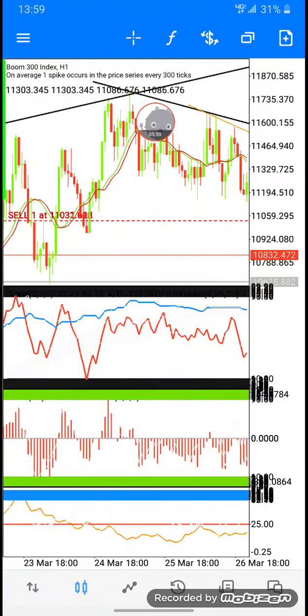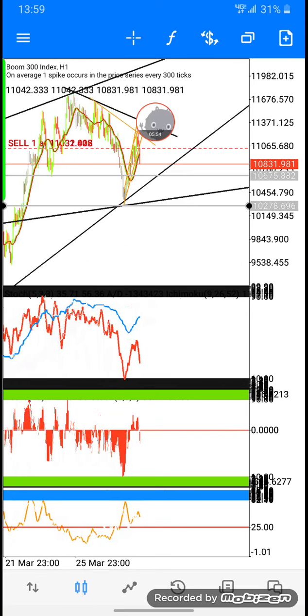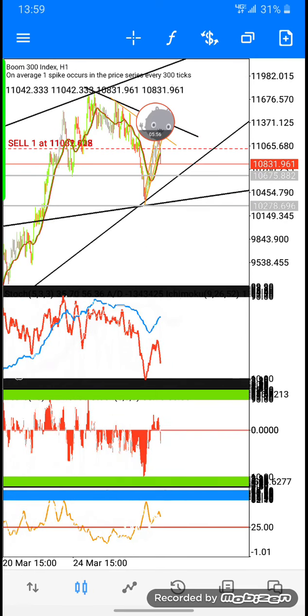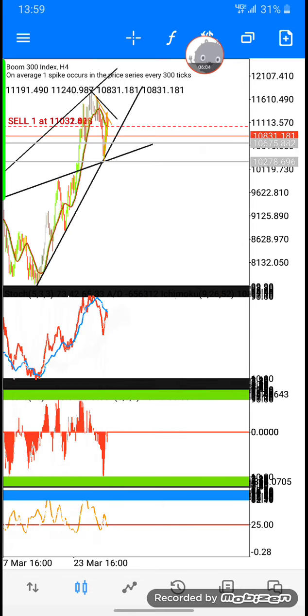That is the possible way in terms of the market movement. So that's how I usually do it. I first look at my strategy. From there I have to draw these trend lines from higher time frames.